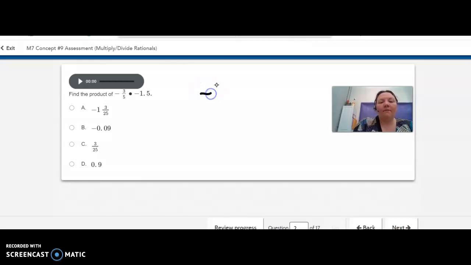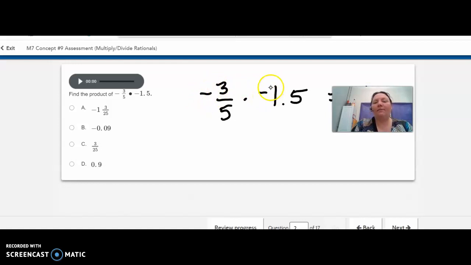So I have -3/5 times -1 1/2. There are a lot of extra little steps in this problem, so let's take them one at a time. The first thing I'm going to do is think about my signs. A negative times a negative is going to become positive. So I know that my answer is going to be positive, which means I don't have to worry about these negatives anymore because a negative times a negative becomes positive. So then I have 3/5.